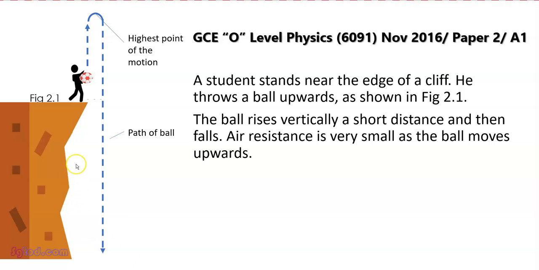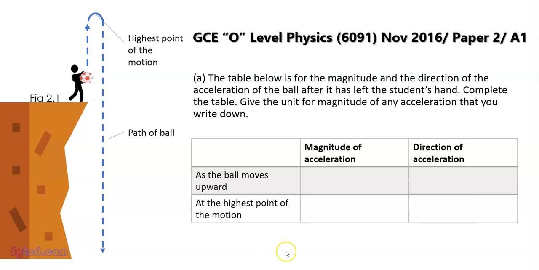A student stands near the edge of a cliff. He throws a ball upwards, as shown in figure 2.1. The ball rises vertically a short distance and then falls. Air resistance is very small as the ball moves upwards. You are required to fill in the table on the magnitude and direction of the acceleration as the ball moves upwards and when it reaches the highest point of the motion.